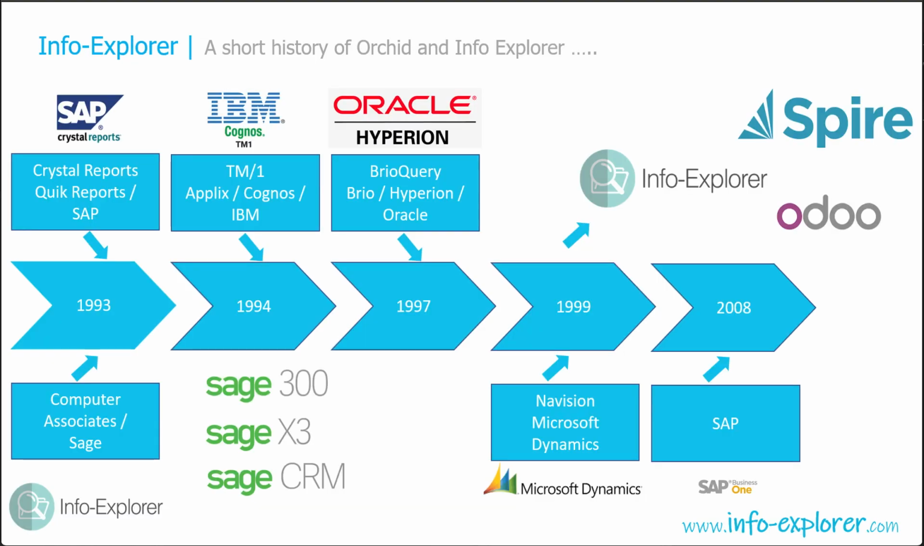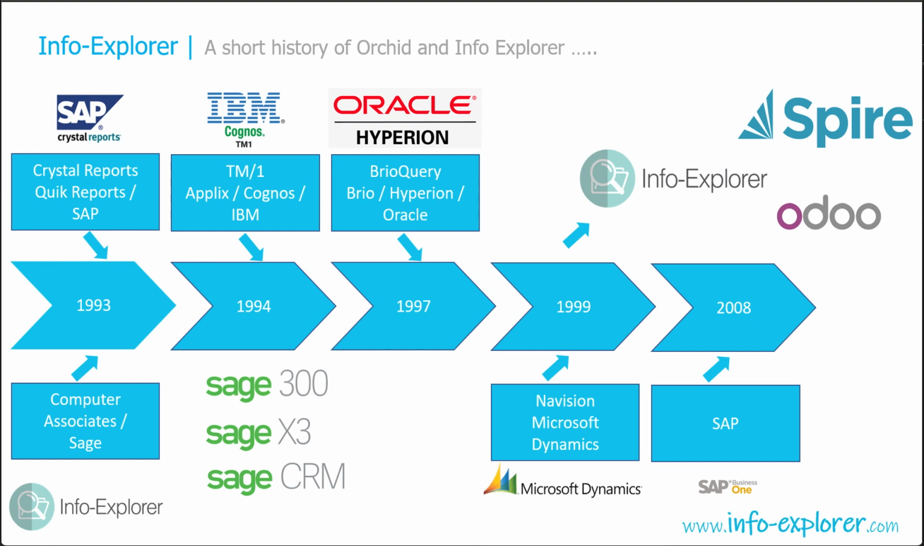Specifically in the business intelligence world, we have been working with business intelligence pretty much since the beginning with various BI tools applied to a range of ERP applications. So we've been working with Crystal Reports, with TM1, which is now part of IBM Cognos, with Brio Query, and Info Explorer has been around for many years, working with a range of ERP systems in the Sage world, Sage 300, Sage X3, Sage CRM, Microsoft Dynamics, SAP B1, Odoo, and more recently Spire.